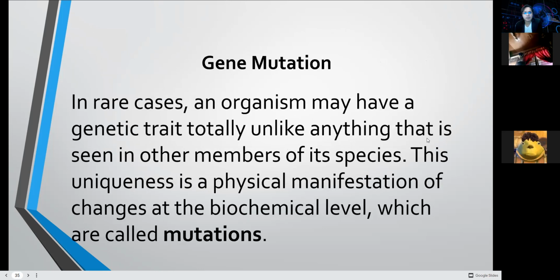Gene mutation. Gene mutation usually occurs if there are some problems with the genetic code. Let's take a look at how this gene mutation happens. In rare cases, an organism may have a genetic trait totally unlike anything that is seen in other members of its species. This uniqueness is a physical manifestation of changes at the biochemical level, which are called mutations. What are the different kinds of mutation and how does this mutation happen? Let's take a look.